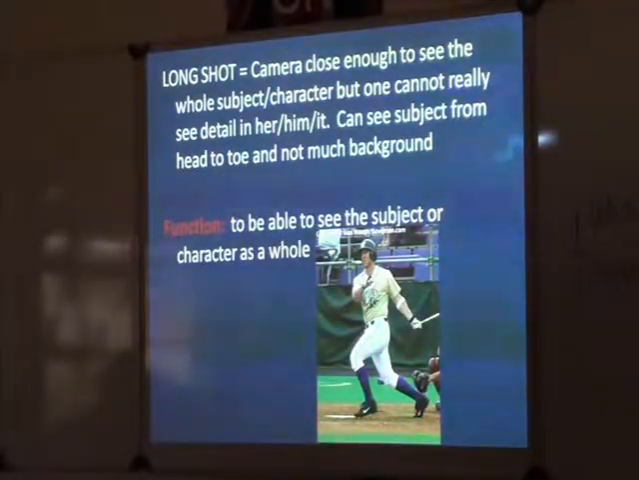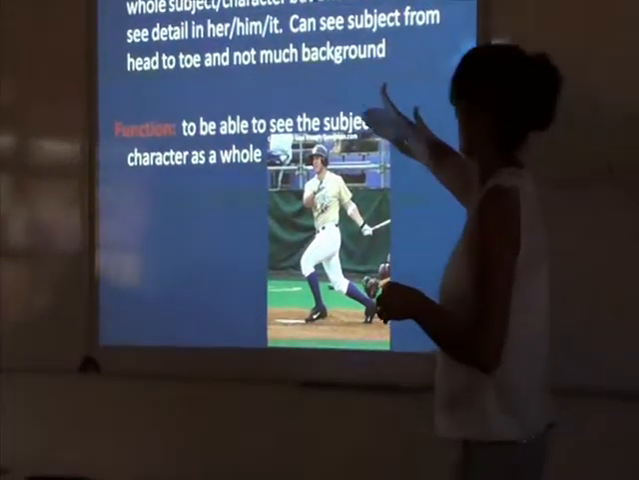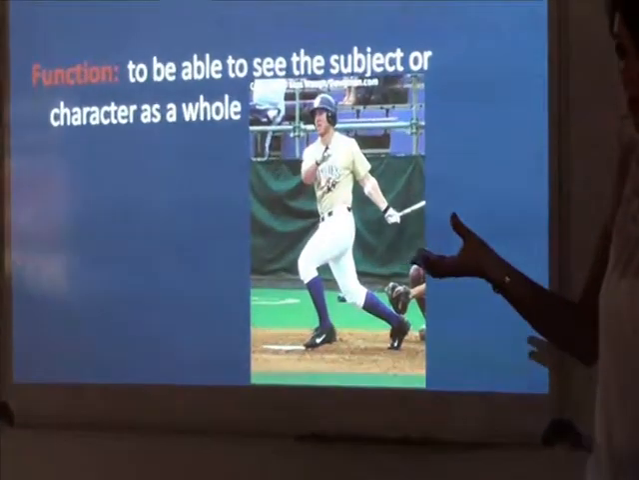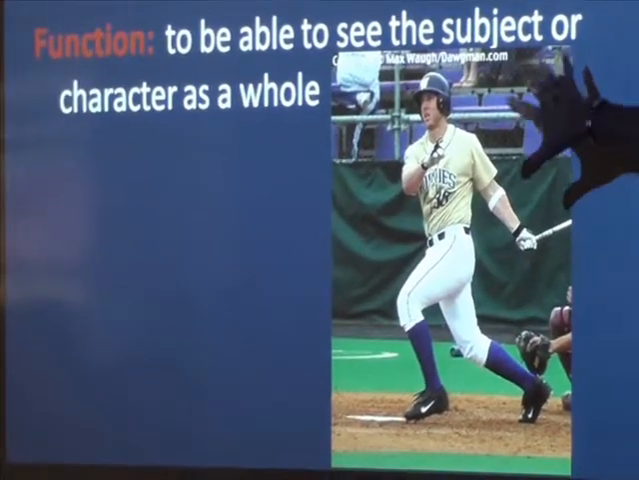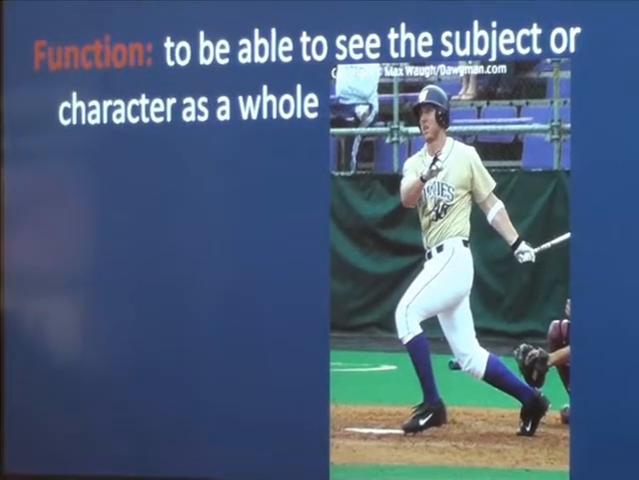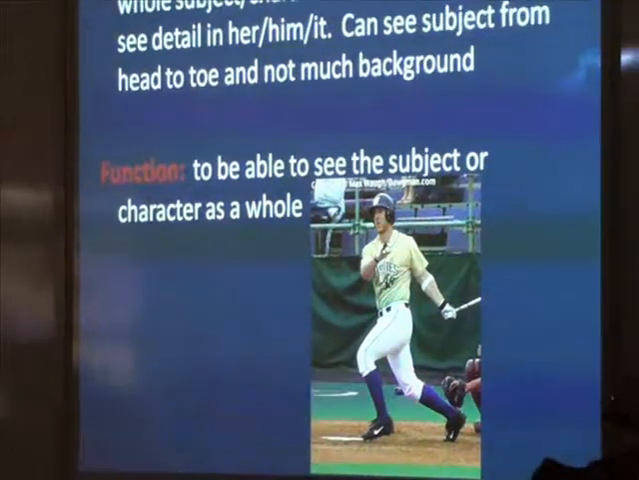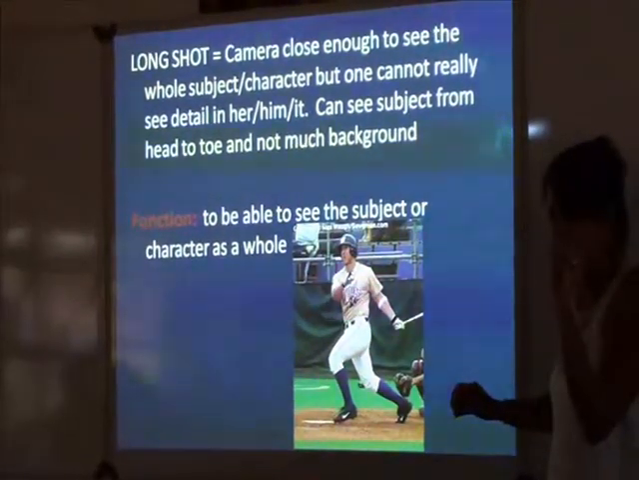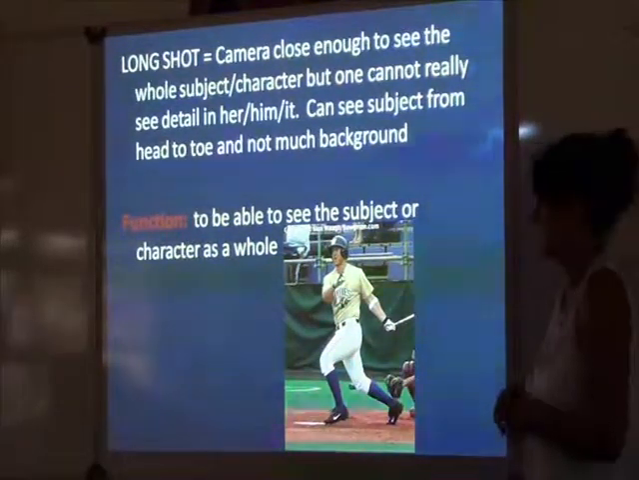Right. Then we have the long shot. The camera is close enough for us to see the whole body, the whole person, the whole object. Nothing is chopped off. Right? It's always nice for us to see the subject or the character as a whole, and invariably it allows us to see him in his setting. We can sort of see a setting, not quite, but enough for us to be able to establish that.